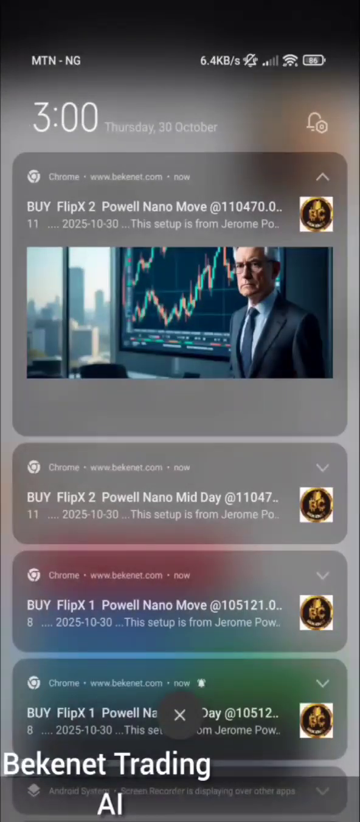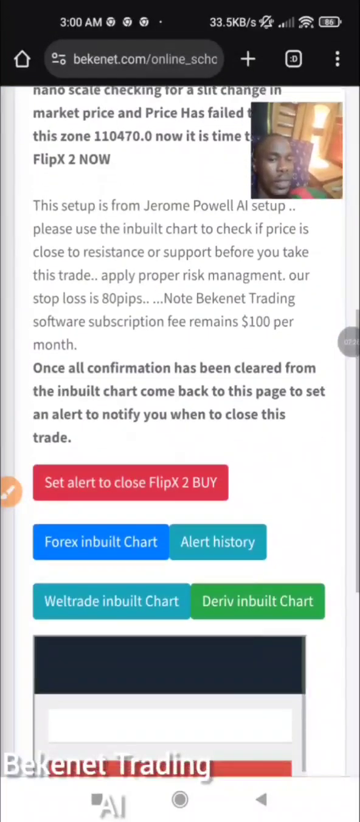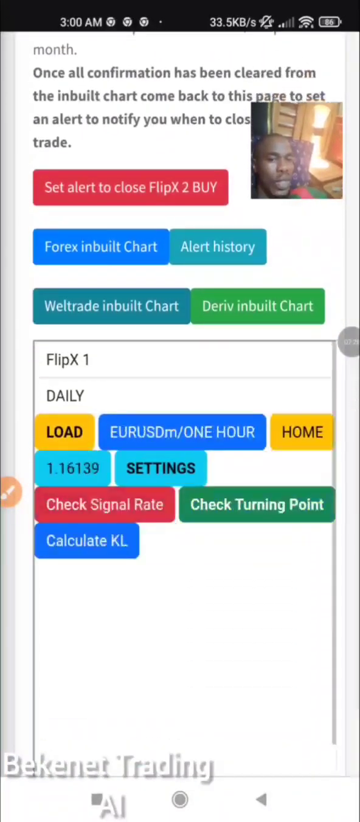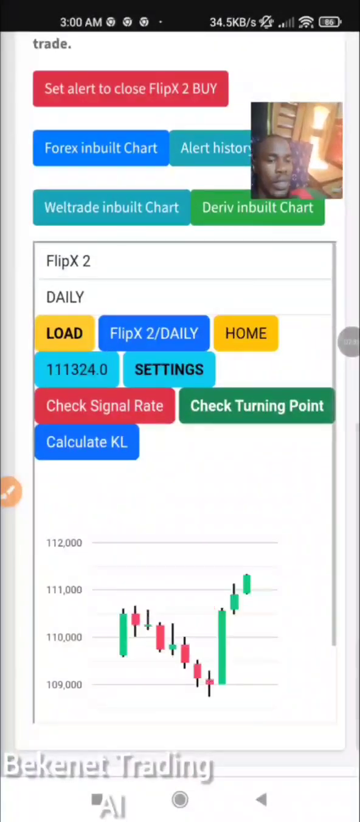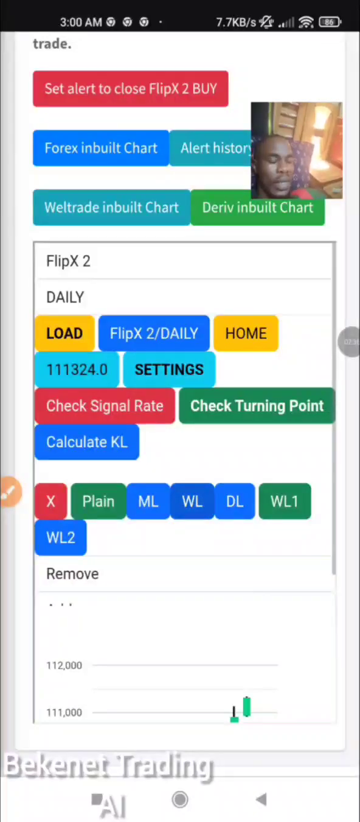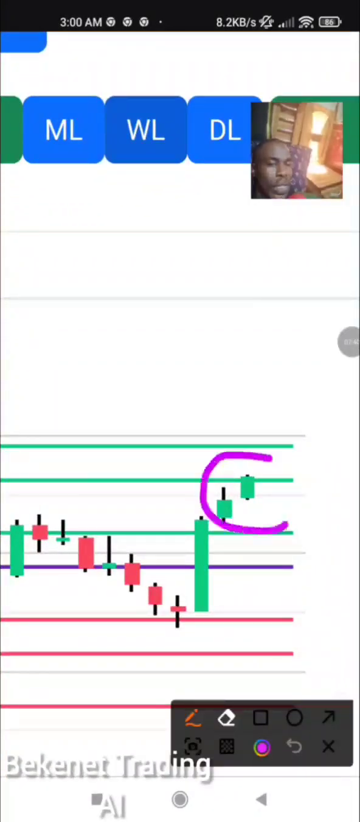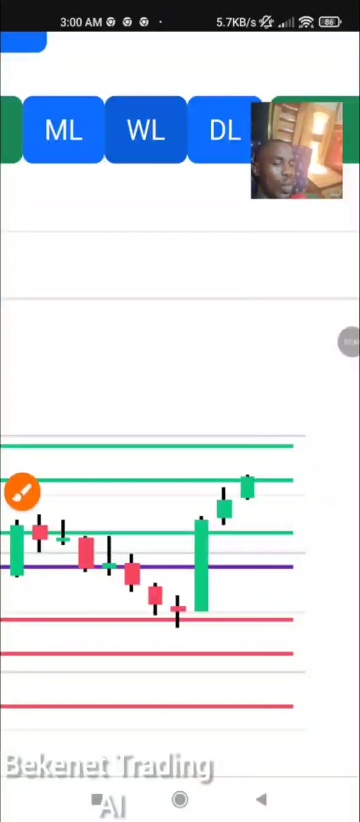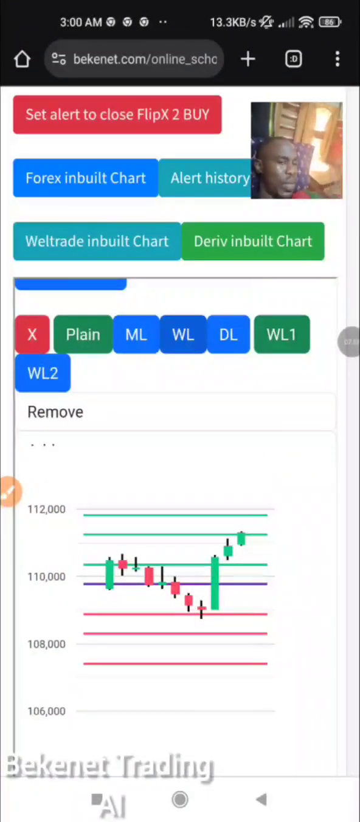Now look at it. It's telling me to buy flip 2. Let me check if it's something I can take. All I need to do is just click it. I'll scroll down again, go to the trade's inbuilt chart, check for flip 2. I'll click load. Now this is the normal candle. I'll click settings. As you can see, price is already close to a resistance, so I cannot take this trade for flip 2. You see, price has already tested what? A resistance level, so it is no go for me. I will not take it again. I will leave it and stick to my flip 1. You see, it's very simple.